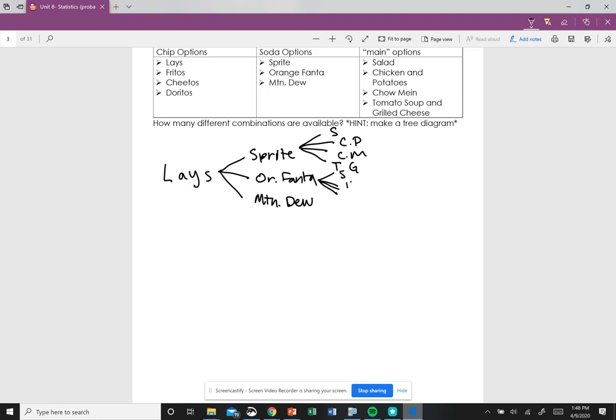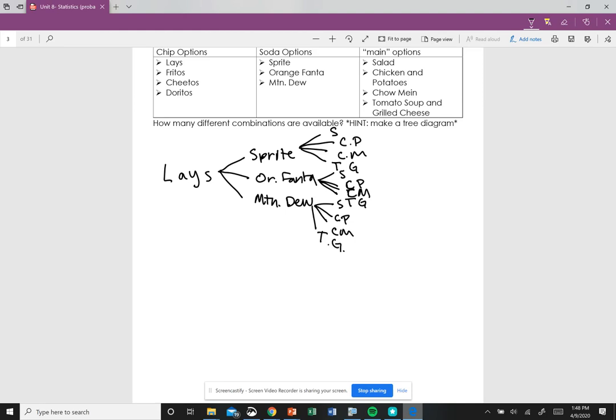Salad, chicken and potatoes, chow mein, tomato soup and grilled cheese. And then I have those 4 from here as well. Do you see how this gets messy really quick? But this is actually a fairly good way to figure out how many you're going to have, because at the end, you can just count up how many end ones you have, right? So that's salad, chicken and potatoes, chow mein, tomato soup and grilled cheese.